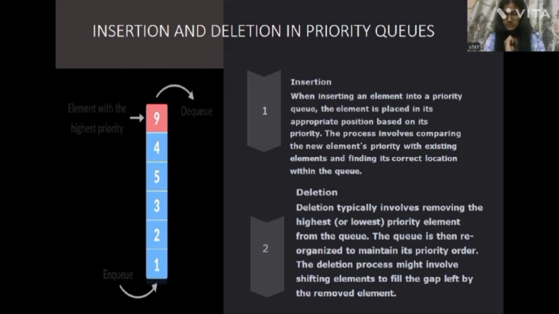Coming to the deletion part. Deletion typically involves removing the highest or lowest priority element from the queue. The queue is then reorganized to maintain its priority order. The deletion process might involve shifting elements to fill the gap left by the removed element.